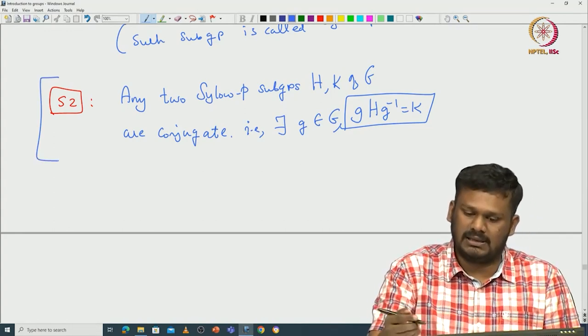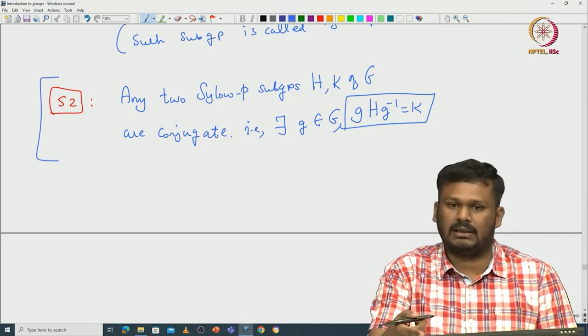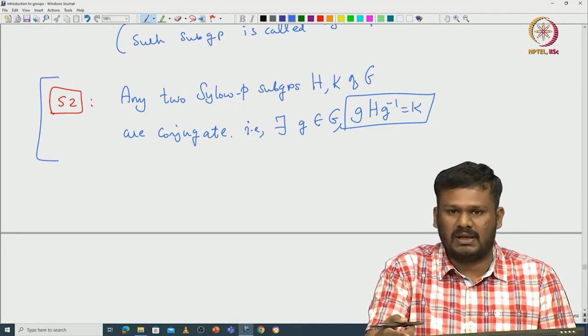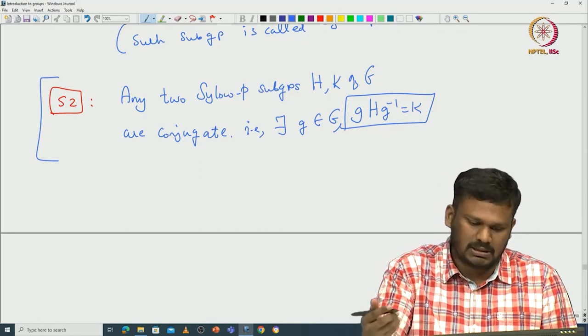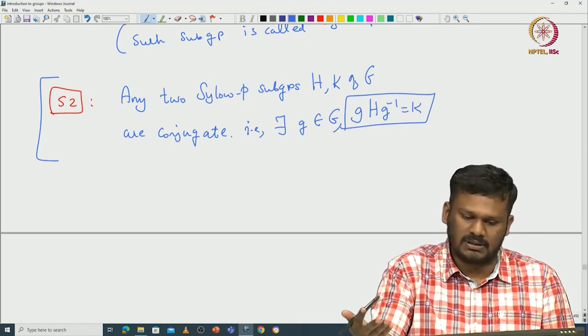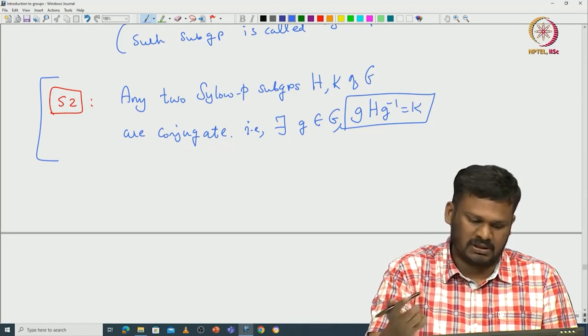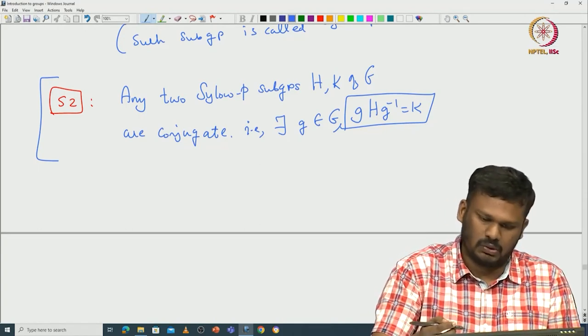Since they are all conjugate under some elements of G, you can see that they are naturally isomorphic to each other. They are not just some subgroups; they are all isomorphic subgroups. That is what statement 2 says.